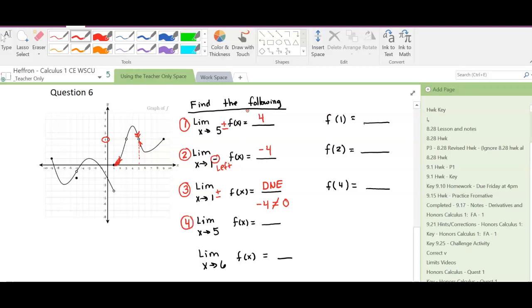We've already asked that. That's the same question as number 1, so that answer was 4. Not sure why I wrote that down twice.